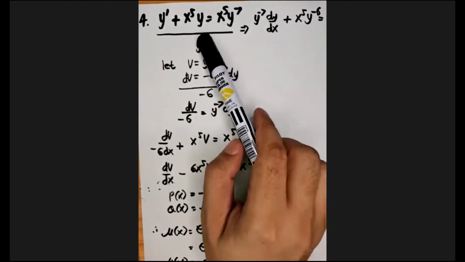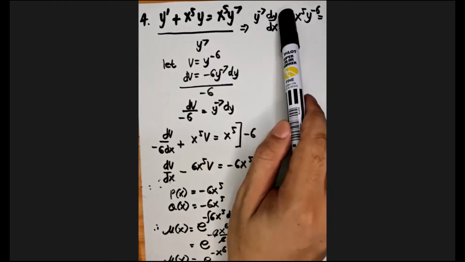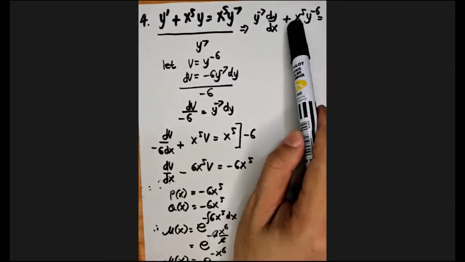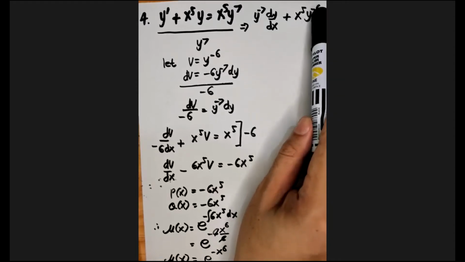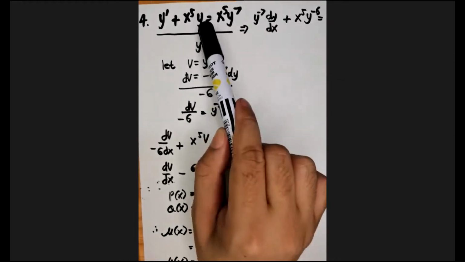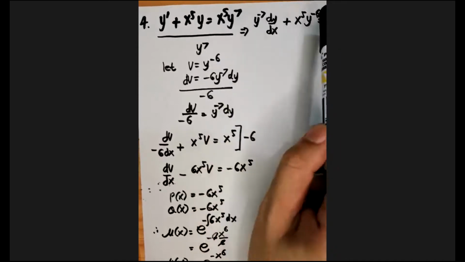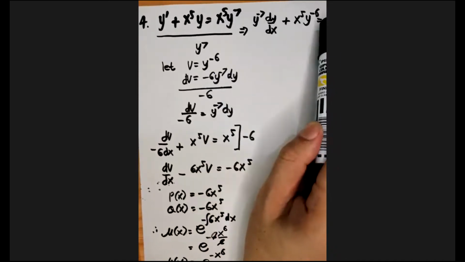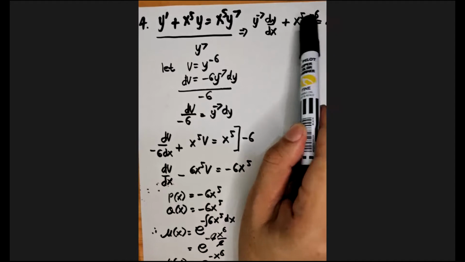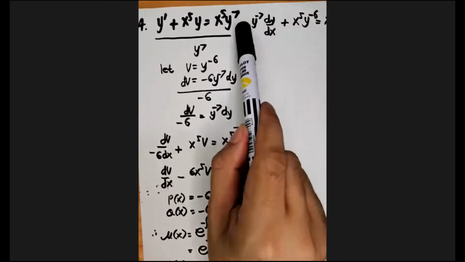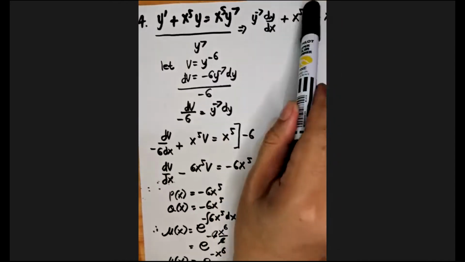So when we divide, we'll have y raised to negative 7 dy over dx plus x raised to 5 y raised to negative 6, since that is y over y raised to 7, that is equal to x raised to 5. So that is what we have after dividing by y raised to n.